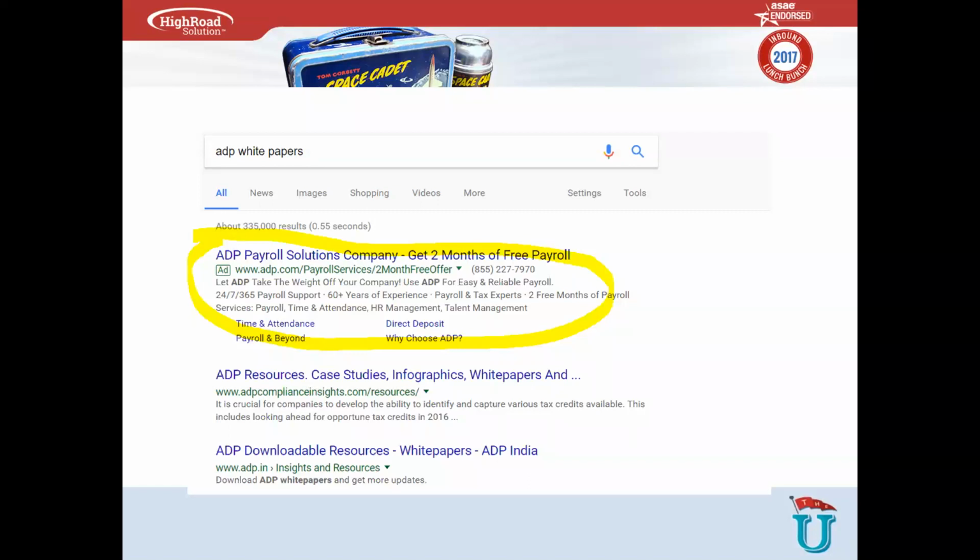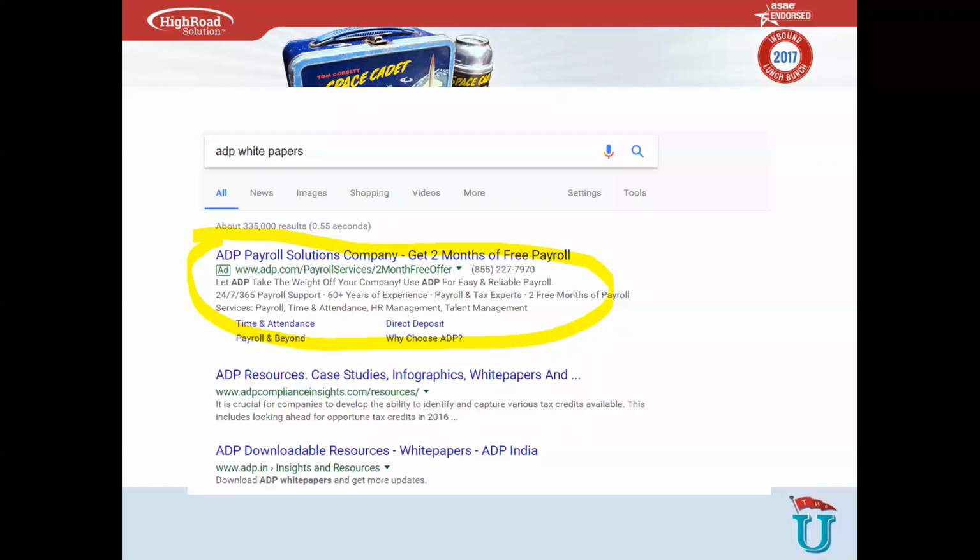So I thought I would find out how ADP generates new leads for their services. I went into Google and typed in ADP white papers, because I know white papers are a key way that software companies in the big software market do two things: one, educate potential customers about their products; two, generate leads. So I put in what's called a long tail keyword, more than one word, right? ADP white papers, and I said, boom, what do I have?